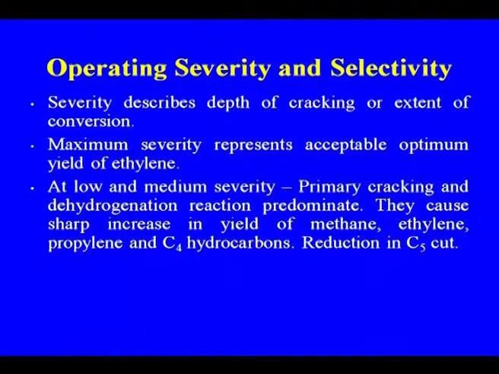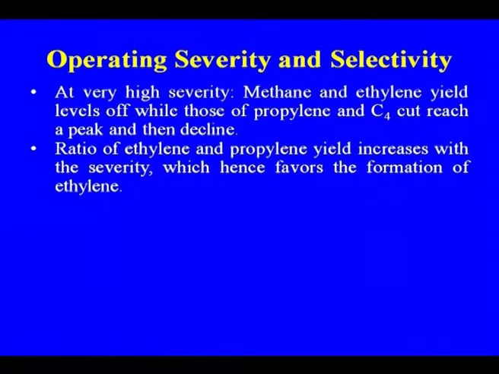Maximum severity represents the acceptable optimum yield of ethylene. At low and medium severity, primary cracking and dehydrogenation reactions predominate. They cause a sharp decrease in the yield of methane, ethylene, propylene and C4 hydrocarbons, and a reduction in the C5 gas. At very high severity, methane and ethylene yields level up, while those of propylene and the C4 cut reach a peak and then decline. The ratio of ethylene to propylene yield increases with severity, which favors the formation of ethylene.